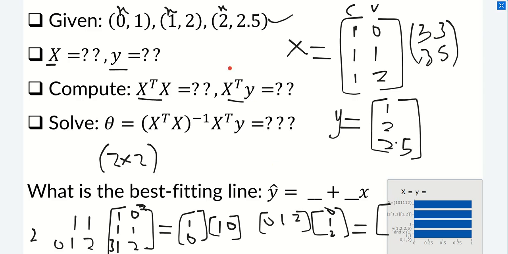Now go ahead and do this. The transpose of the x and the y. Which is x transpose and y.